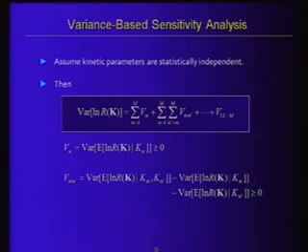Okay, so this formula is exact, and the reason why you need statistical independence is that although this is always positive because it's the variance of something, this may not be positive, and you need all of these terms to be positive to do sensitivity analysis. So the only way for all of these terms to be positive is for the parameters to be statistically independent. That's why you need that. Otherwise, this formula can be derived for any set of kinetic parameters, but the positivity is not going to be there.